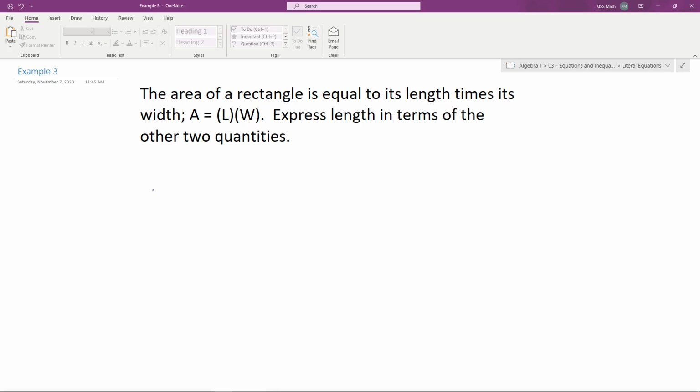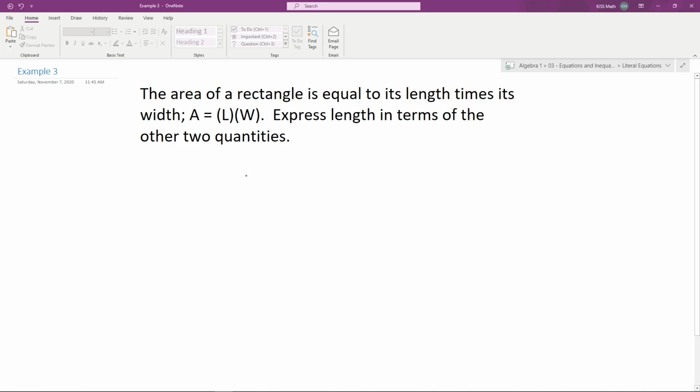Alright, example 3. The area of a rectangle is equal to its length times its width. So A equals L times W. Express length in terms of the other two quantities. So that's typical phrasing from a word problem. Another way to say this is solve for length or solve for L. Because if you isolate L, that means you're defining length in terms of the area and the width, which are the other two quantities. So all we need to do is solve for L the same way we would with any other number, right?